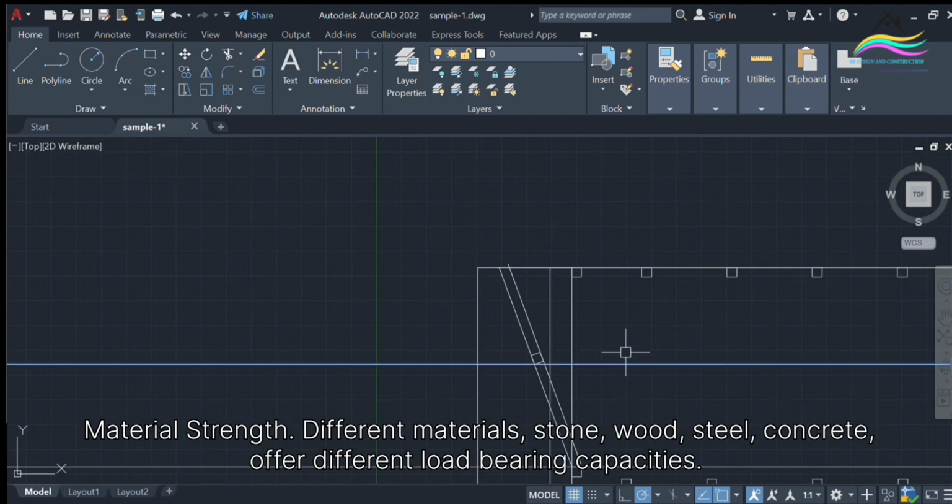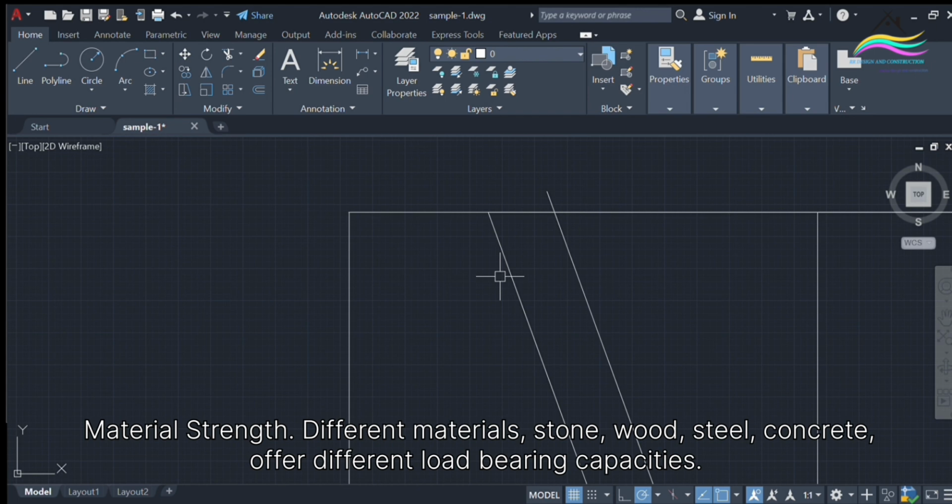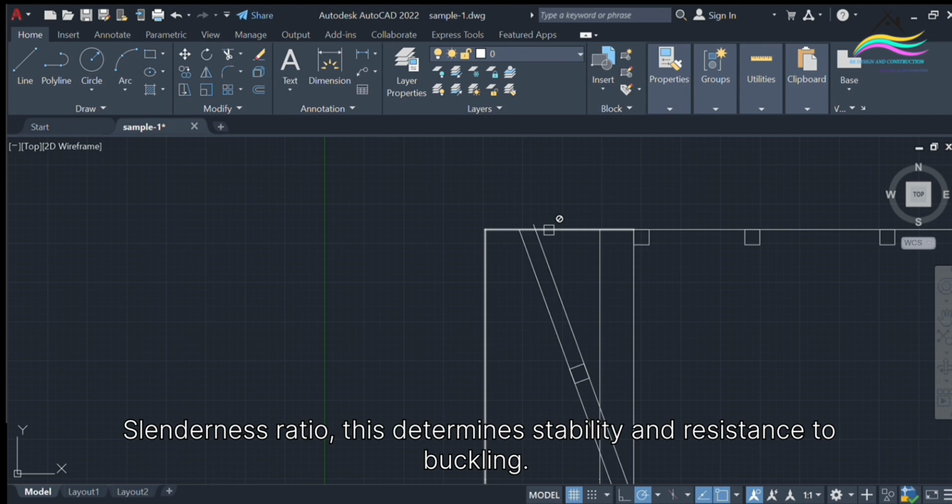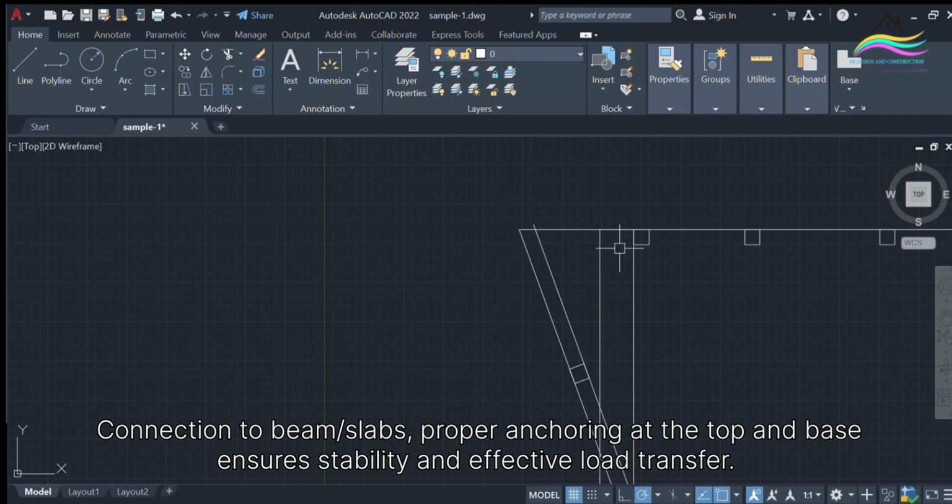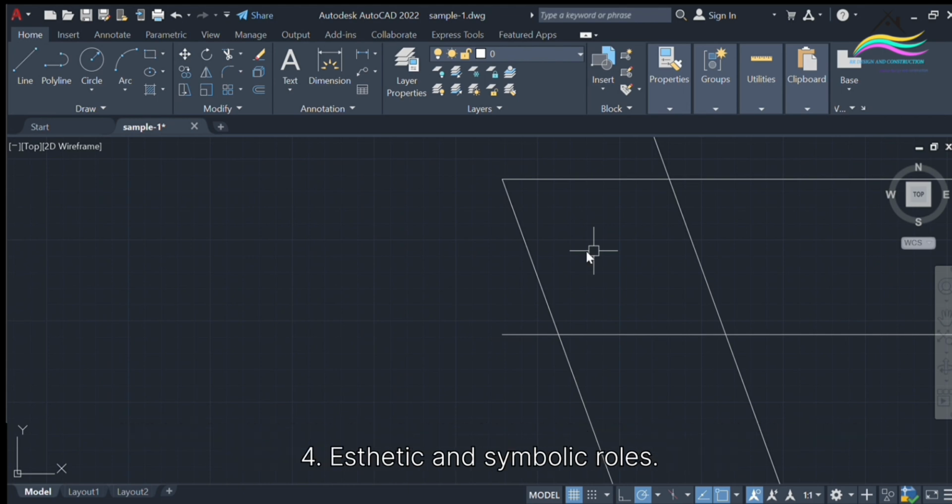Material strength. Different materials, stone, wood, steel, concrete, offer different load-bearing capacities. Slenderness ratio. This determines stability and resistance to buckling. Connection to beams/slabs. Proper anchoring at the top and base ensures stability and effective load transfer.